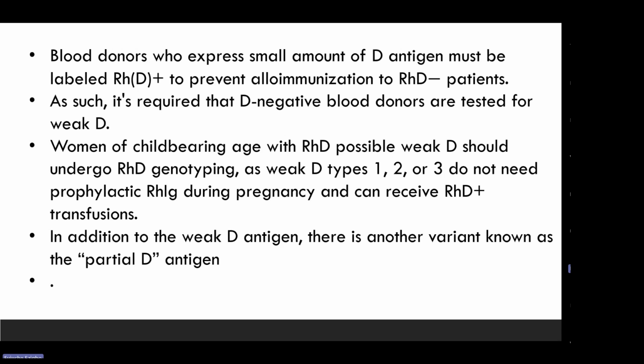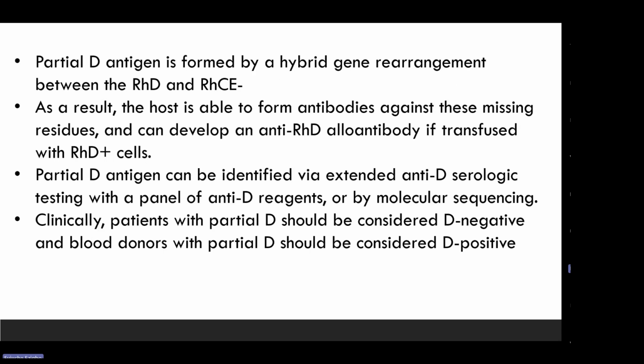Okay. In addition to the weak D antigen, there is another variant known as the partial D antigen. So this Rh blood group has a lot of groups under it. The partial D antigen is formed by a hybrid gene rearrangement between the Rh D gene and the Rh CE gene. As a result, the host is able to form antibodies against these missing residues and can develop anti-Rh D alloantibodies if transfused with Rh D positive cells. Partial D antigens can be identified via extended serologic testing and a panel of anti-D reagents or by molecular sequencing.